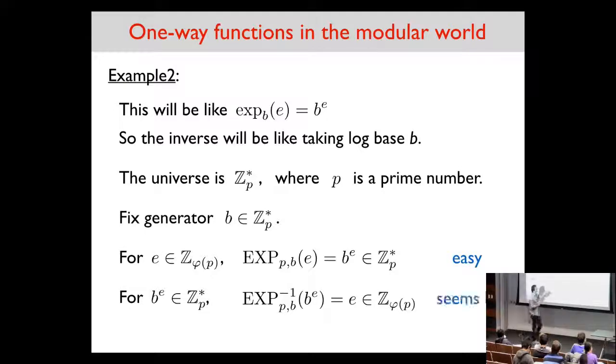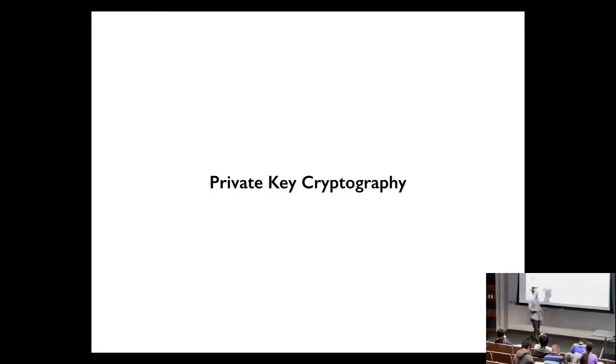So this is again easy to do, b to the e. The second one, the inversion, seems hard. Again, I cannot prove it, but it seems hard. All right, so those two functions are actually quite important, and we're going to make use of them later on in the lecture.